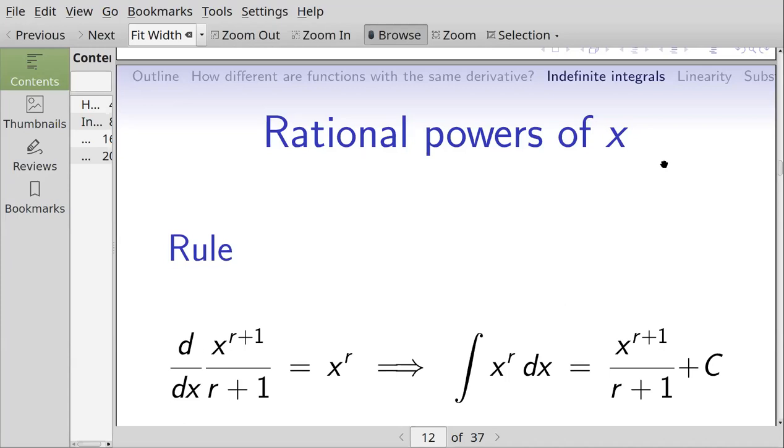C is a constant, right? So if I look at the term on the right-hand side and take the derivative, I will get x to the r plus the derivative of c, which is 0. Okay, so c is any arbitrary constant.